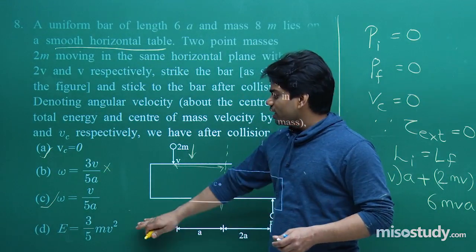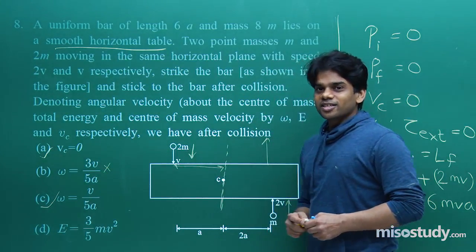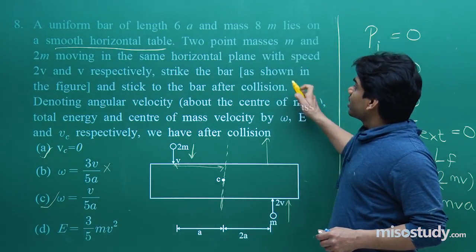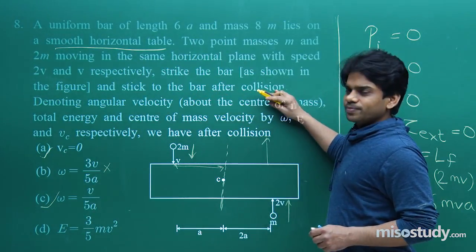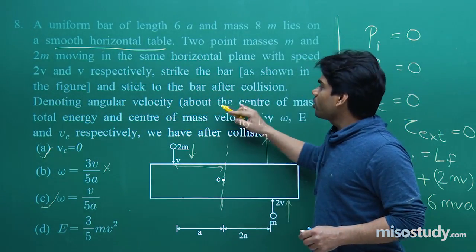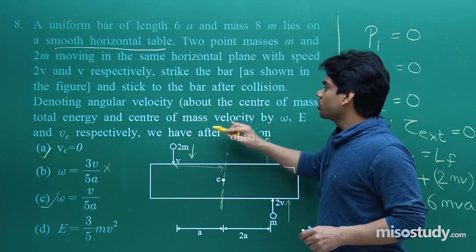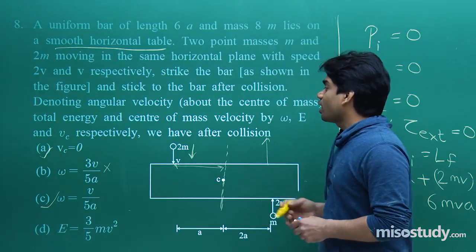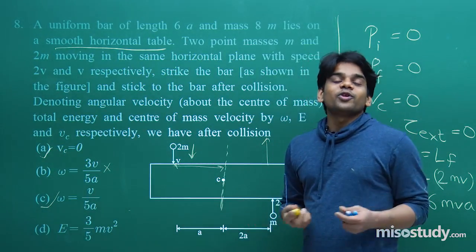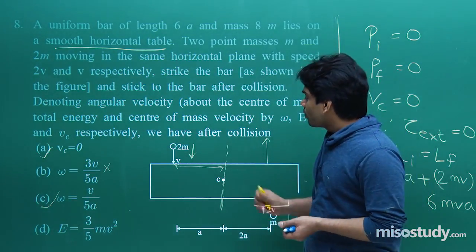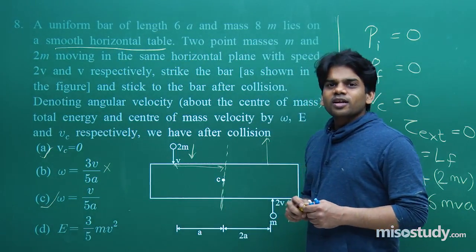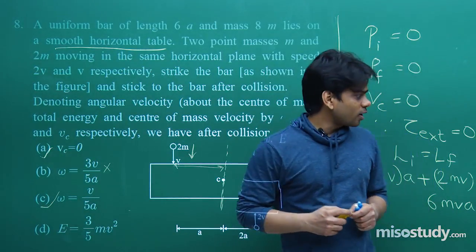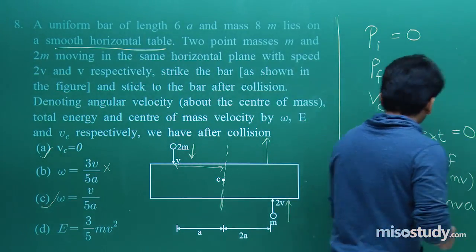Now we have to check about the energy, the kinetic energy. It says that as they stick to the bar after collision, denoting angular velocity about the center of mass, total energy and center of mass velocity by omega, E and Vc respectively, we have after collision. After collision we need to talk about the value of total energy. Now easily you can evaluate, you know the value of I, you know the value of omega, so you can do half I omega square and find out the value of total energy.